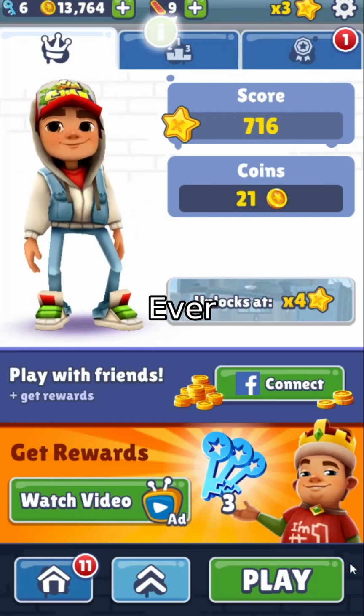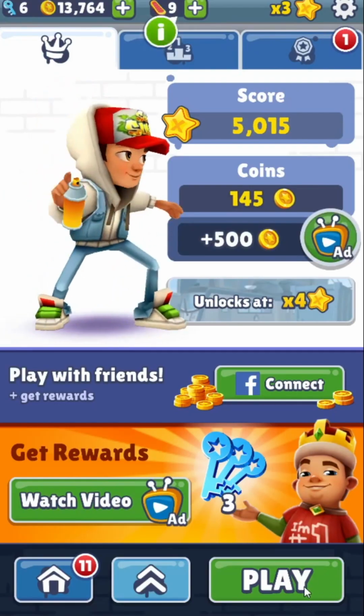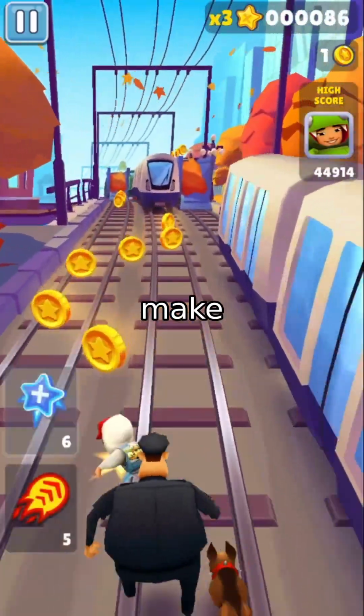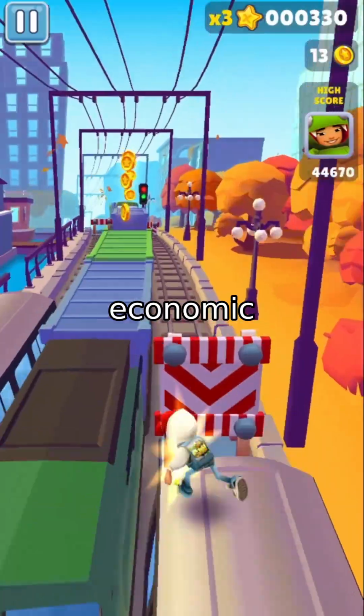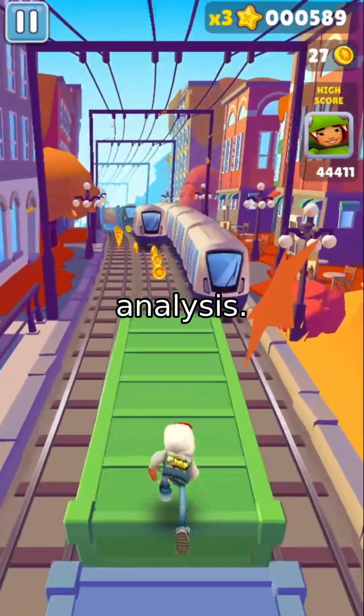Hey there! Ever wondered how scientists untangle massive, messy data to find real patterns? Today, we're exploring a game-changing statistical technique that's helping researchers make sense of complex problems, like figuring out what really influences health outcomes or economic trends. Let's break down how this research is reshaping the world of data analysis.